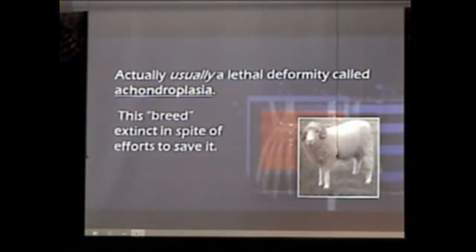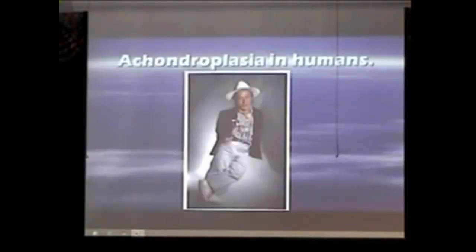And this is a lethal deformity, we found out now, called achondroplasia. It's not a new breed, it's a disease. And they tried to save it because it obviously has advantages for the sheep herder, but they failed. And there's achondroplasia in humans. Same thing. Short legs, very short legs.